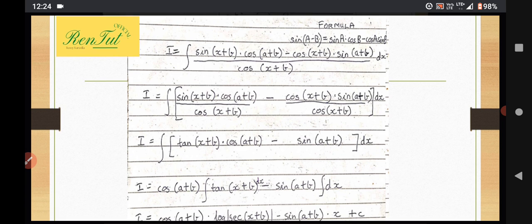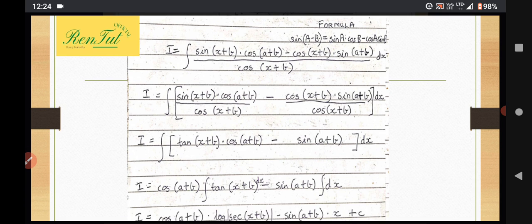Now we had already completed this step. Okay, so we will be starting with the next step. This step we have already completed. So we will be discussing I is equal to the next step. I is equal to integration of square bracket open.